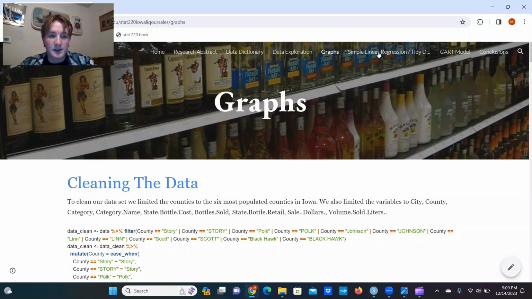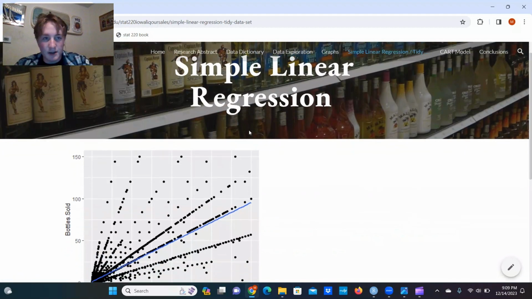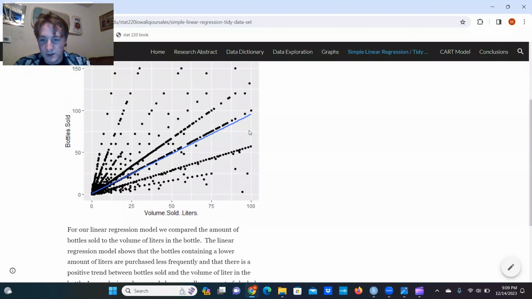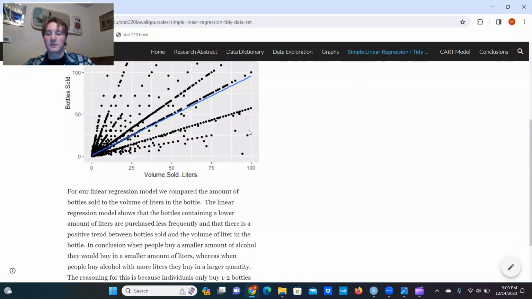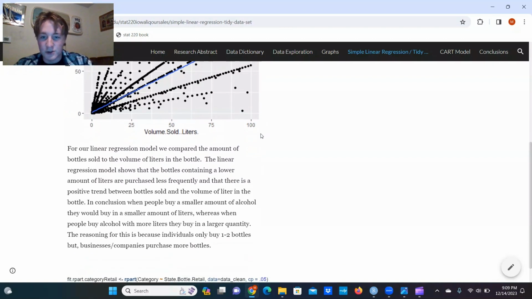Next, we're going to look at the linear regression. All right, here's our graph. For our linear regression model, we compared the amount of bottles sold to the volume in liters of each bottle. The model shows that bottles that contain a lower amount of liters are purchased less frequently, and that there is a positive trend between bottles sold and the volume of each bottle.